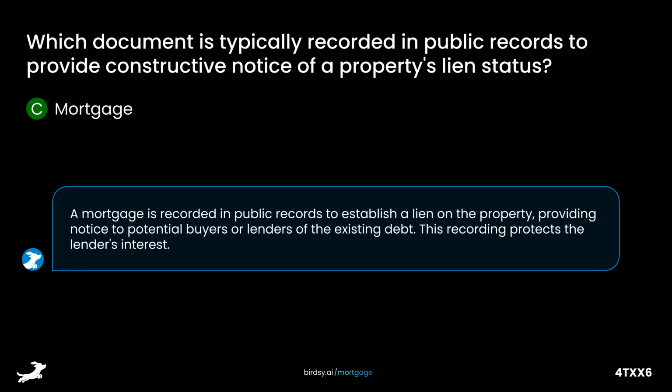A mortgage is recorded in public records to establish a lien on the property, providing notice to potential buyers or lenders of the existing debt. This recording protects the lender's interest.